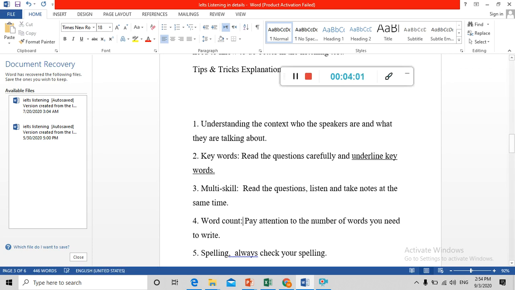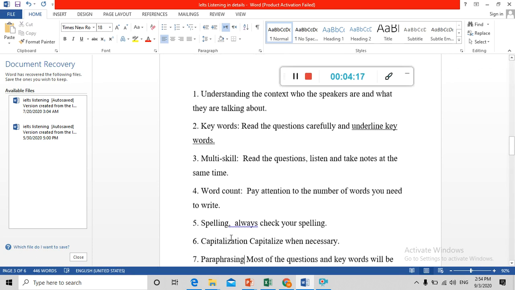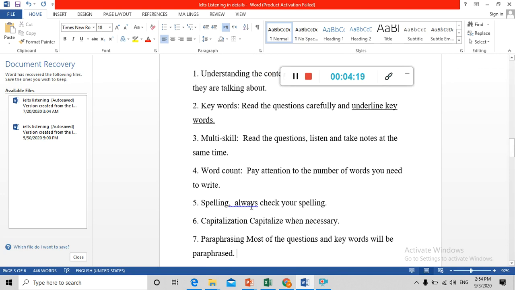Word count. Pay attention to the number of words you need to write. In the question itself, they write for you no more than 1 word or no more than 2 words, with a number or a number. Spelling. Always check your spelling. Spelling is very important. If you have misspelling, then you will lose the mark.